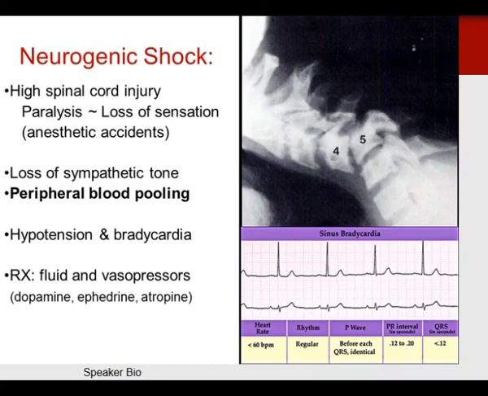Neurogenic shock may be caused by a spinal cord injury. You have paralysis and loss of sensation. With the loss of sympathetic tone, you have peripheral blood pooling. You have hypotension and bradycardia. This is one of the few times when you're in shock when the heart rate will not elevate. You'll have bradycardia. The treatment for this is fluid and vasopressors.